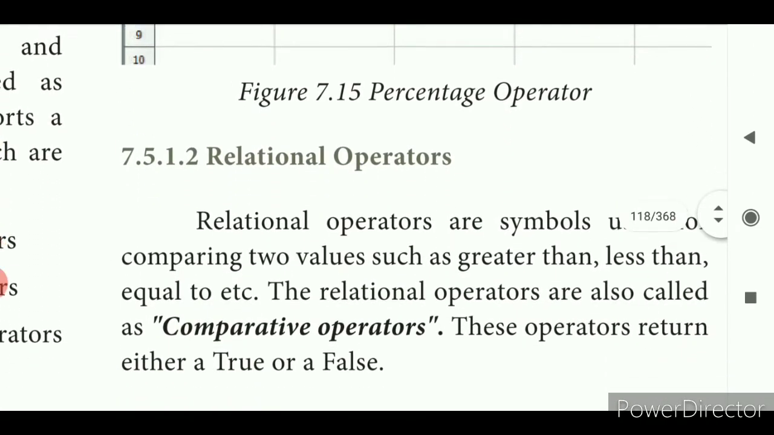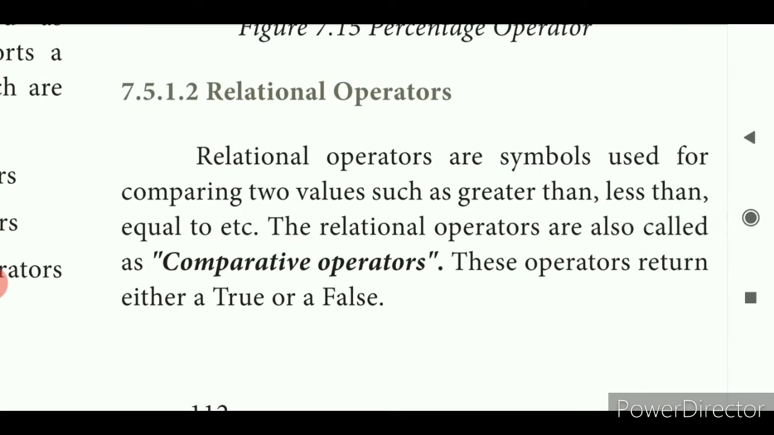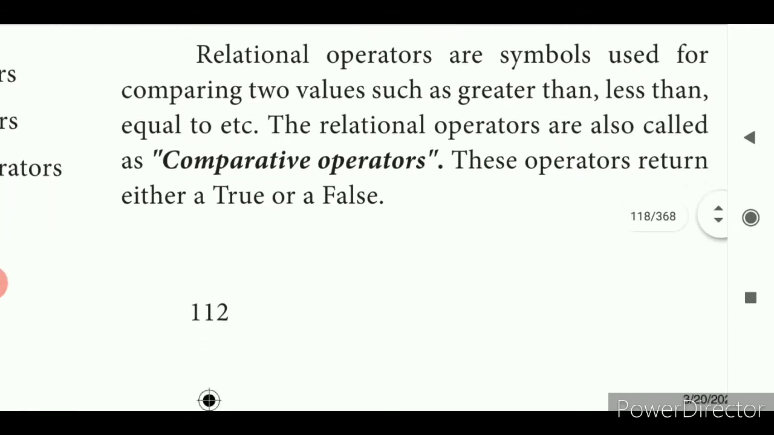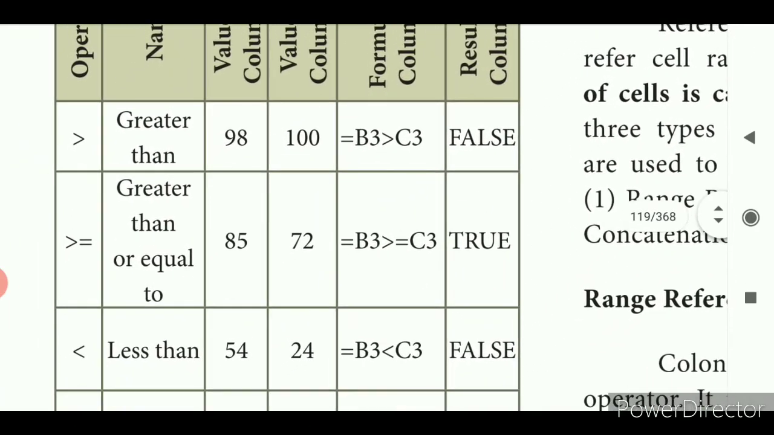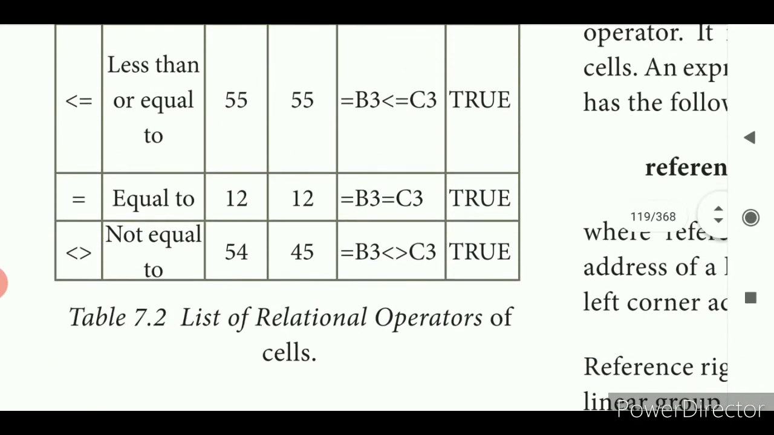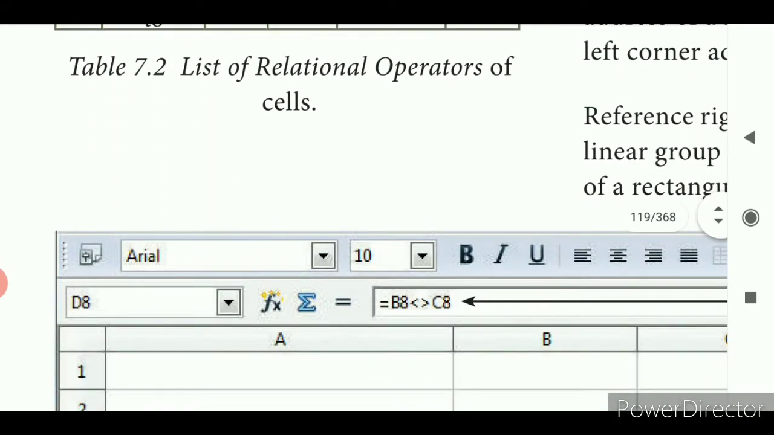Then the relational operator. What does relational operator mean? It is a comparison operator. It is used to compare two values: greater than, lesser than, greater than or equal to, lesser than or equal to, then equal to, not equal to. These are called the relational operators.